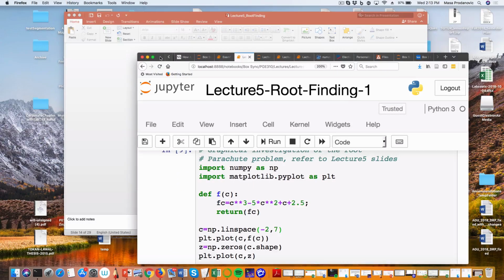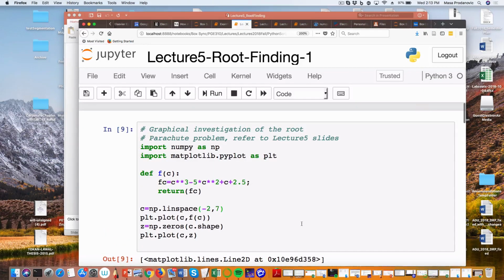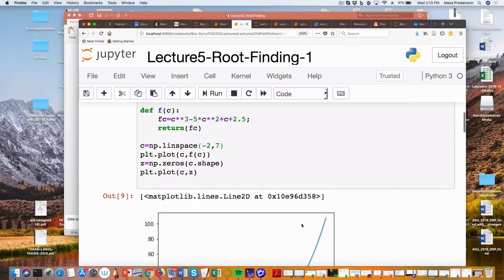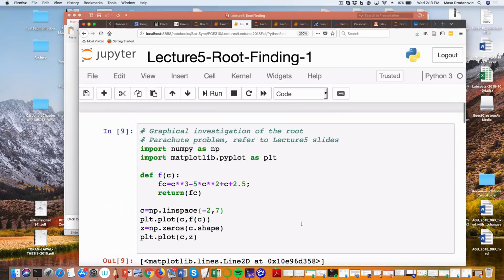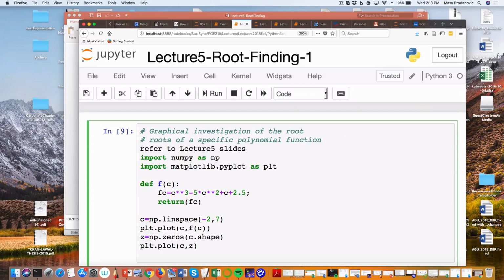So let's just briefly review what we have been doing so far. We've been working on that parachute problem, where we're actually looking for a drag coefficient C. Or, no, we replaced it; actually, this is not a parachute problem anymore. We replaced it with a specific polynomial function. And this polynomial is written in terms of c, so f of c is c cubed minus 5c squared plus c plus 2.5.